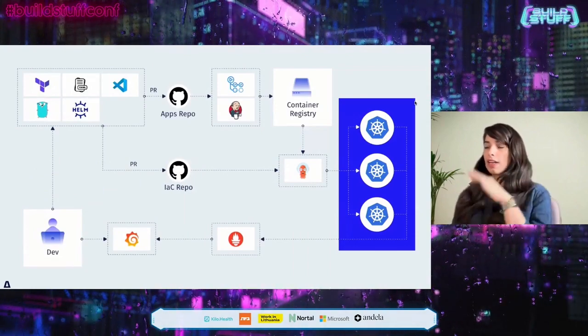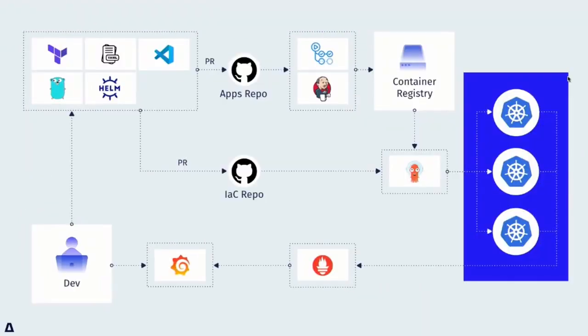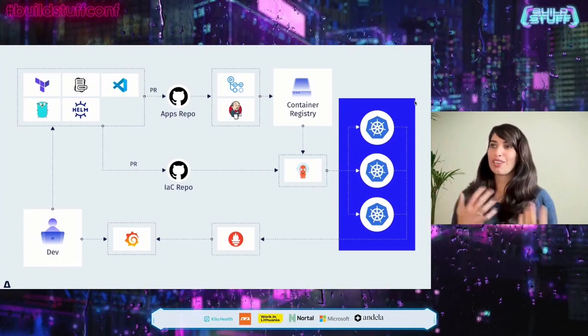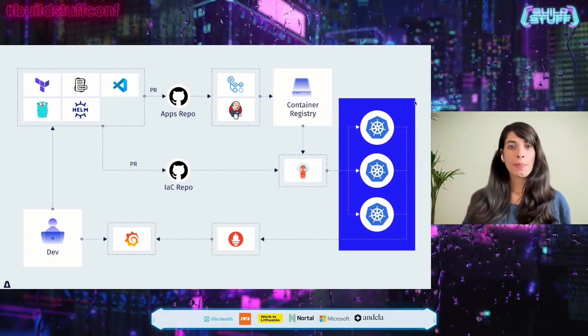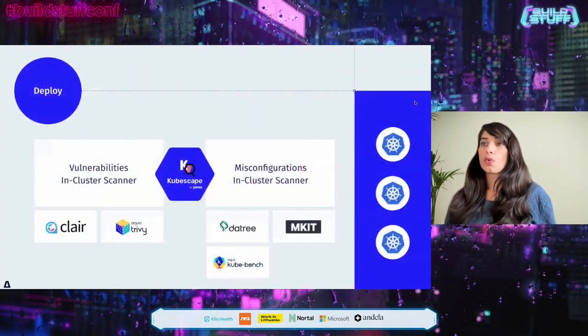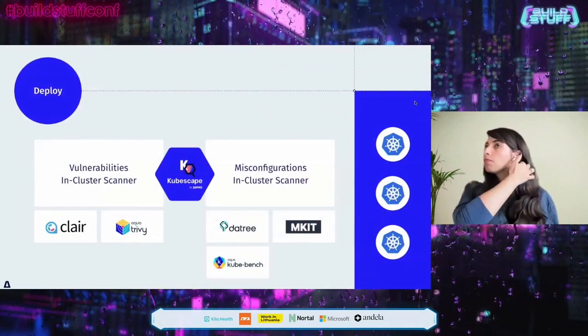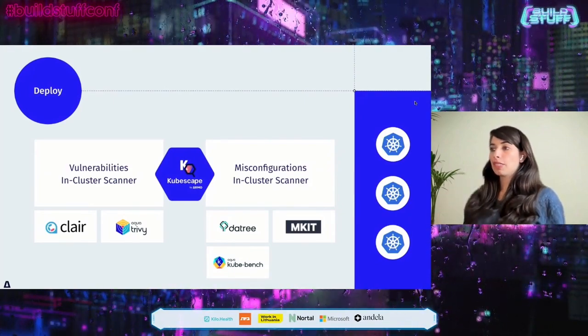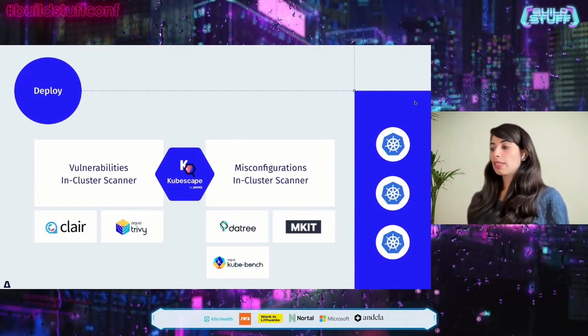So remember this diagram. I'll walk through all those items, and I will share with you some of the applications that I'm familiar with for securing each and every one of those steps. And let's start with the right side, okay? Because we are shifting left, so let's start from the cluster. What we can do in the production environment. So in the deploy phase, basically we're splitting it into two parts: the vulnerability in the cluster and the misconfiguration in the cluster, right?